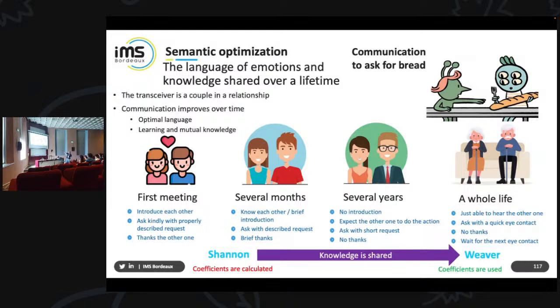You are shifting more and more on the Weaver side. What I mean is that on the left, you have a lot of precise data, and I'm shifting to information. And at the end, after a whole life together, you know each other so well that just a glance, hi, you can ask for the bread. Boom, no need to speak. And you get the bread. This is how it works. So this is semantic. I mean that the transceiver itself will completely adapt. And how are we going to do that?